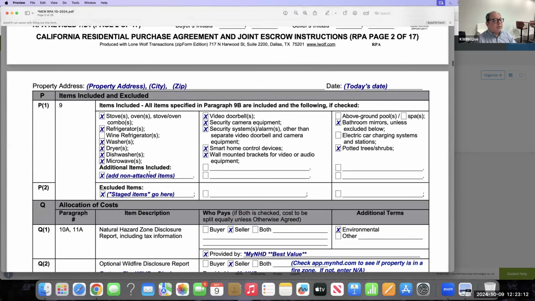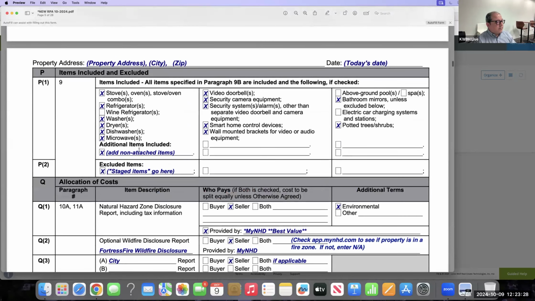All right, now we're going to say what's included. What is included in our offer? What are we asking for? Stove, oven, refrigerator. If there's a wine refrigerator, we'll check that box. The washer, the dryer, dishwasher, microwave. Anything not attached, we're gonna add here. If it's attached, it should automatically come with the property.